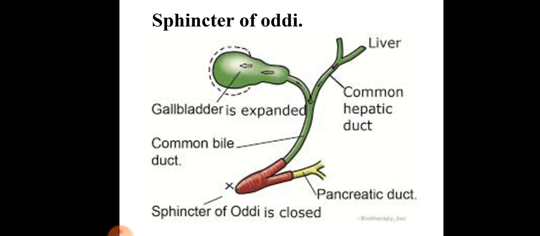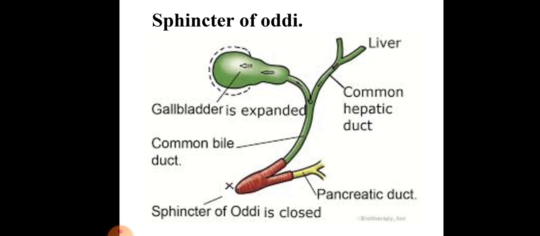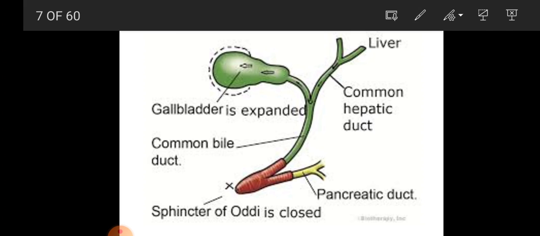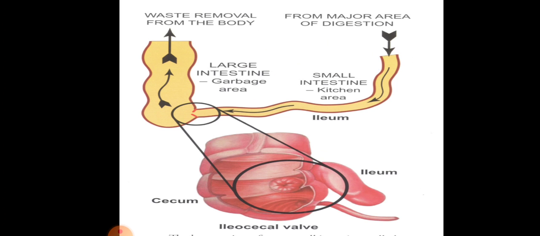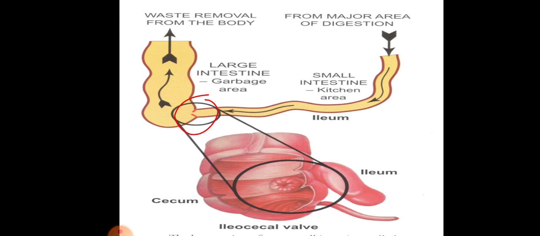So this is the sphincter of Oddi, which we have read in this image, that is the bile juice and pancreatic juice. They are controlled by the sphincter of Oddi. So this is the sphincter of Oddi. It is controlling the secretions of bile duct and the pancreatic duct. Now this is the ileocecal junction, that is the junction between the ileum and the cecum. Cecum means the large intestine, ileum is the small intestine.